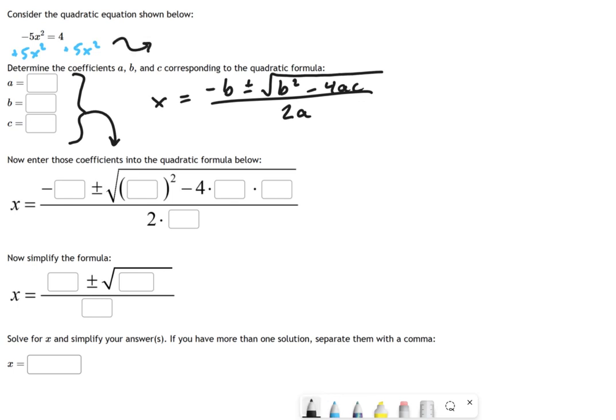I'm going to have 0 on the left. I have a personal preference for making sure that my x squared term is positive. I just like equations looking like that. Doesn't mean you'd be wrong if you did it the other way. You could say negative 5x squared minus 4 if you want to bring the 4 to the left side, and that'll be fine.